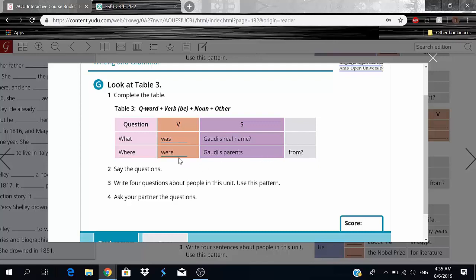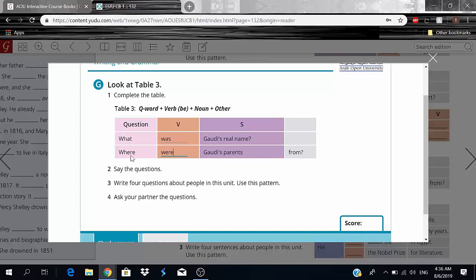And remember, guys, if I wanted to add a pronoun here, I know this is a little bit off topic, but just for your information, I could say, where were his parents from? You see how I switched from a noun to a pronoun? That's what I mean when I tell you guys to try and use pronouns. There's nothing wrong with using a noun. It's just that you can also use a pronoun, so you have that flexibility to talk or write in a certain way. Okay? So where were Gaudi's parents from?